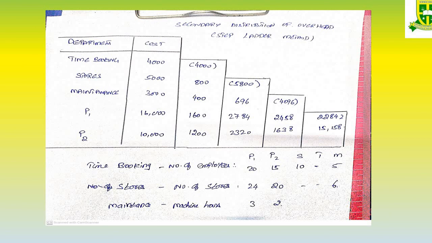In today's class we have seen two methods. One is the direct reapportionment method. The second one is the step ladder method. So I hope you understood the model. Go through the sum. Thank you.